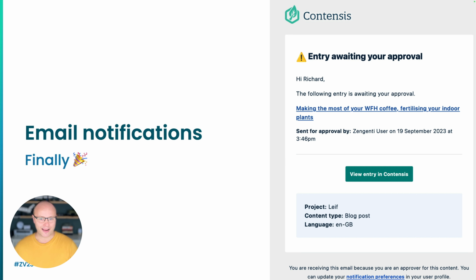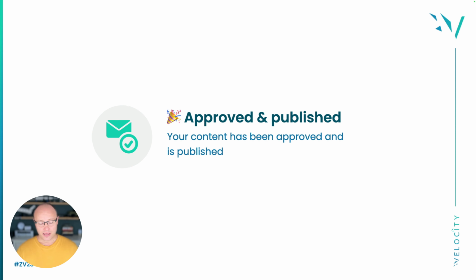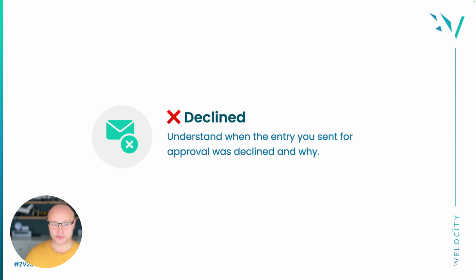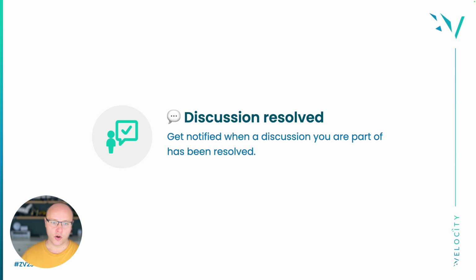We're also bringing email notifications, finally. So you'll have things like emails that are awaiting approval, content that has been approved and published by a schedule, content that may have been declined and understanding why. You'll get notifications when you're mentioned in a comment or when a discussion has resolved.